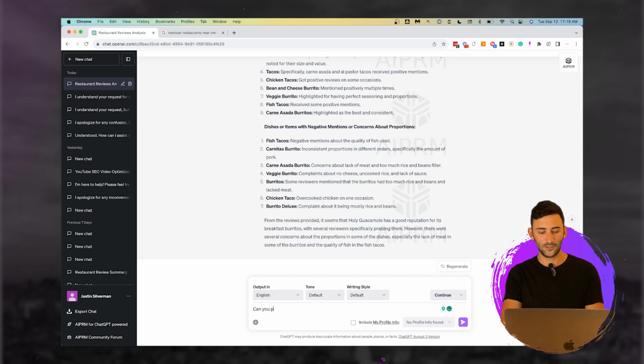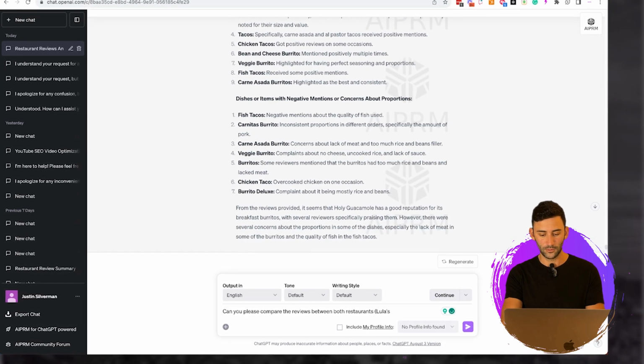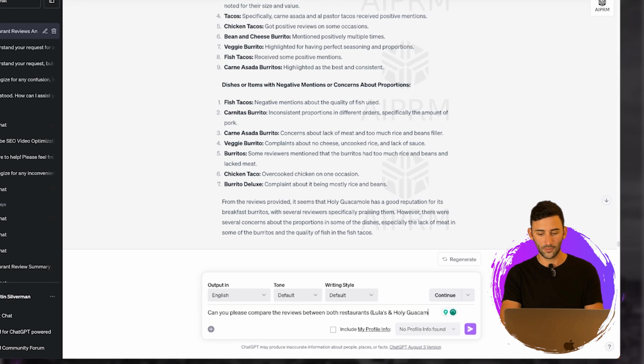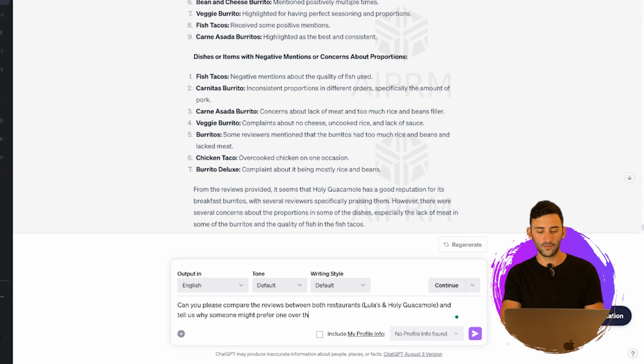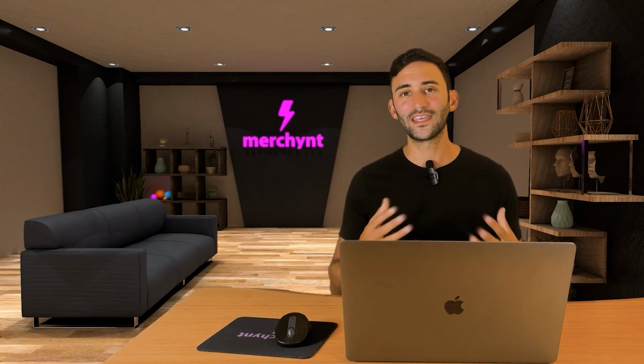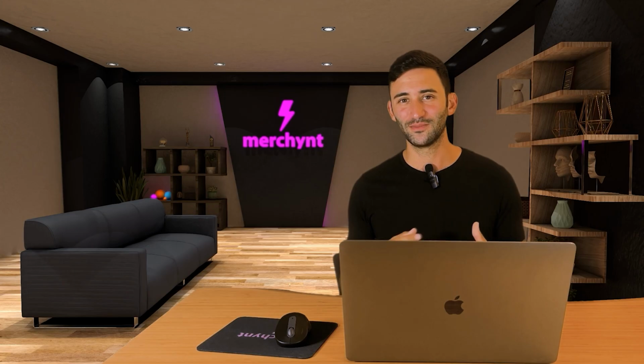Can you please compare the reviews between both restaurants, Lula's and Holy Guacamole, and tell us why someone might prefer one over the other? This area is golden, what they gave for the conclusion. Basically, they're telling us that if someone values a lively atmosphere with live music and just good overall Mexican dishes and pretty good portions, then Lula's is the right option for them. Whereas if they just want a quick bite near the beach and are okay with spending a little extra money compared to the value, then Holy Guacamole is right.